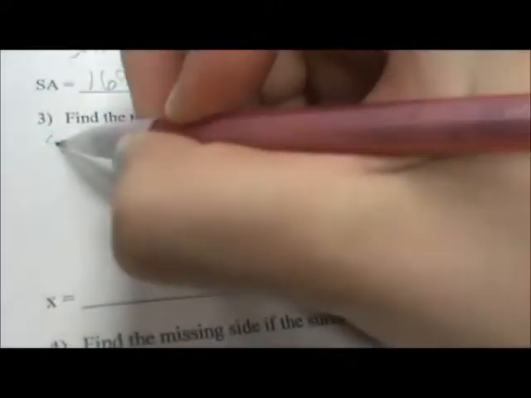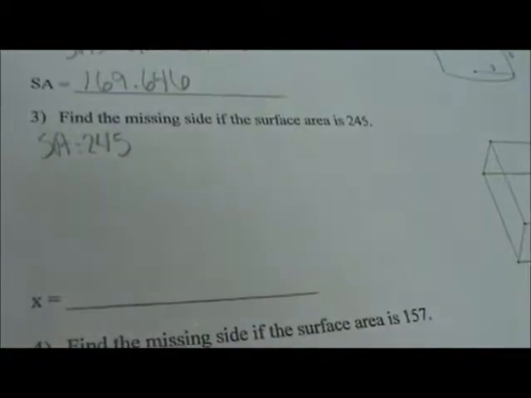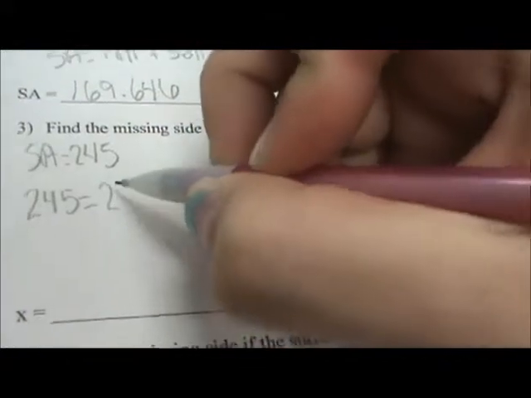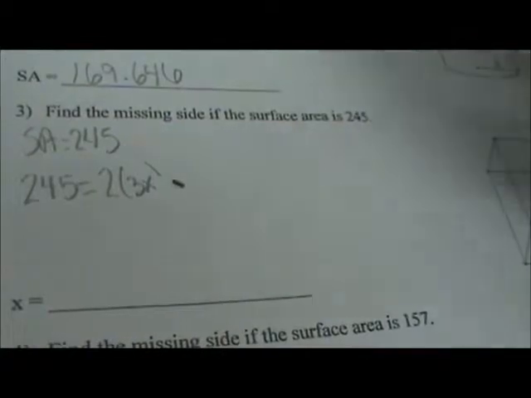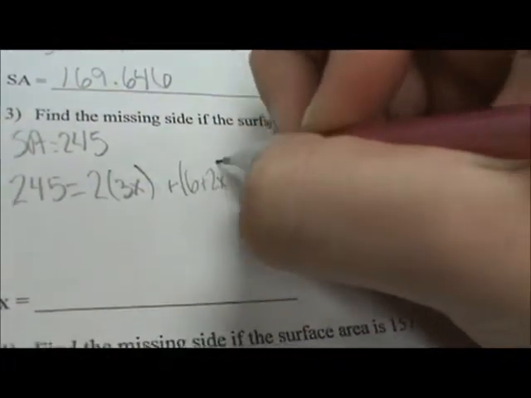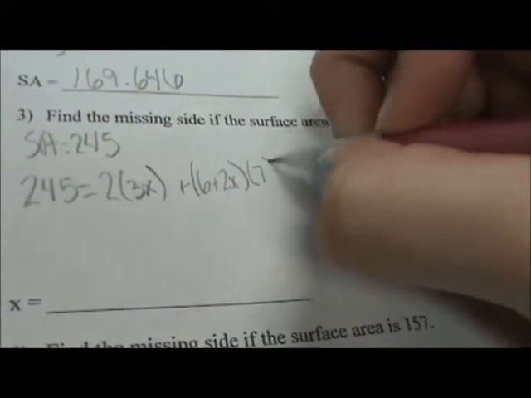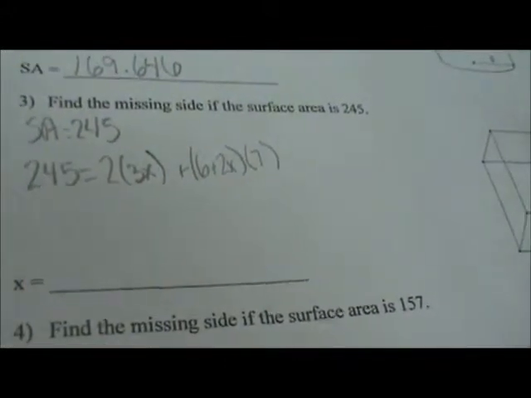Okay, now we are going on to problem 3. Problem 3, you're trying to find the surface area again, which is back to that formula. Well, in this case, rather than trying to find the surface area, you're already given the surface area. So you need to put the surface area, which is 245, is equal to 2 times the base, which is 3x, plus 6 plus 2x times 7. Since 7 is the height, and then 6 plus 2x is the perimeter.